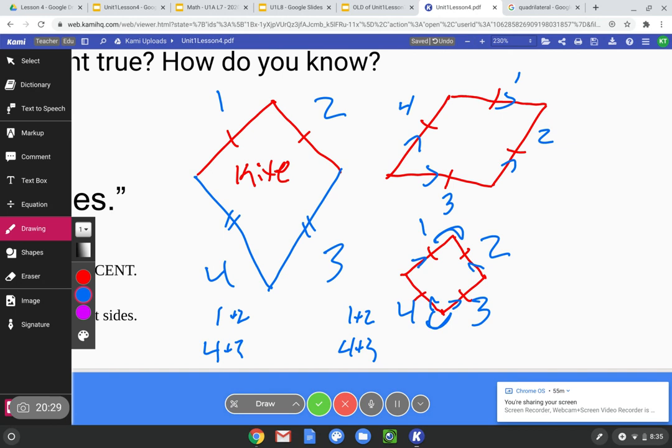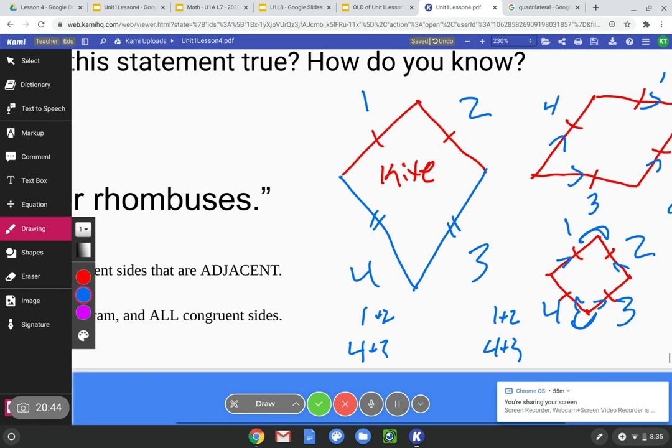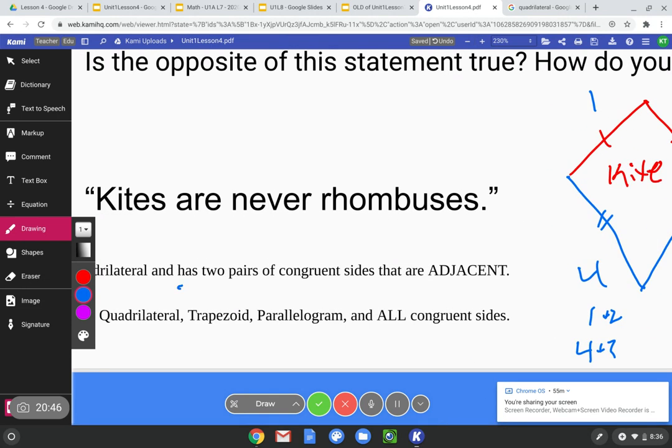So this rhombus fits the description for the kite. So it's a rhombus and a kite because it meets that description of 4 sides. It has 2 pairs of congruent sides that are adjacent.